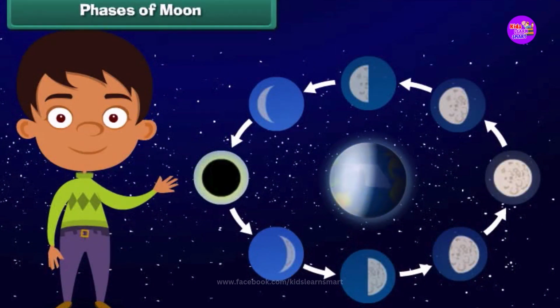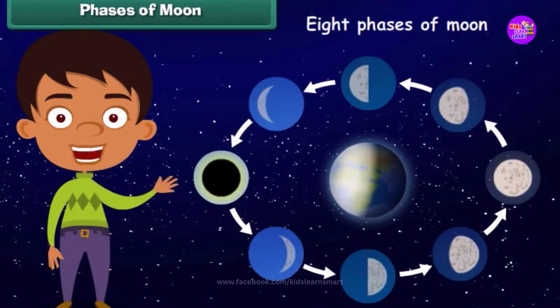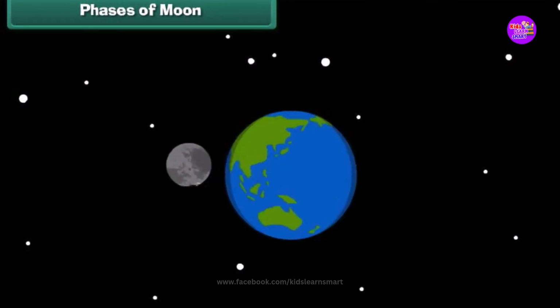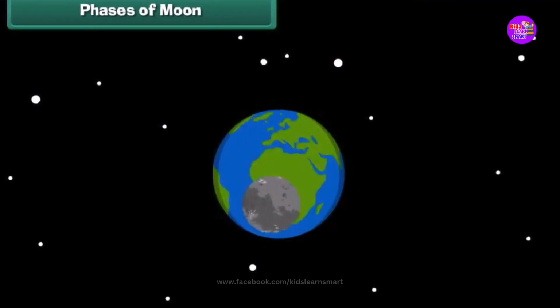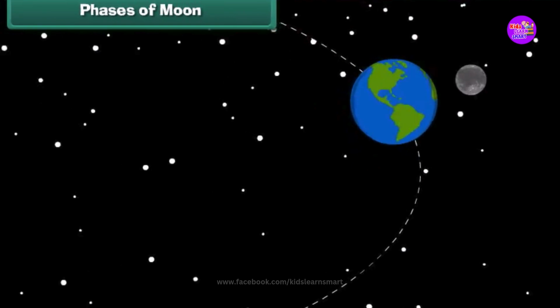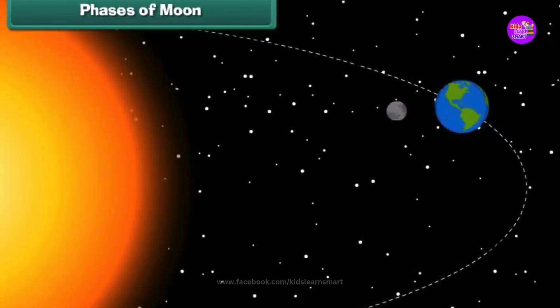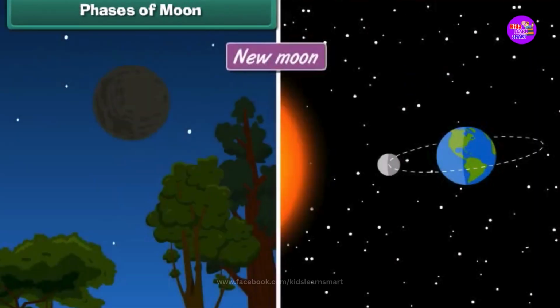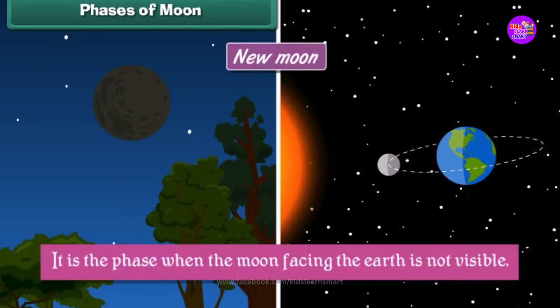Phases of Moon. Moon passes through 8 phases in a month. Moon's revolution around the Earth and Earth's revolution around the Sun cause the following phases of Moon. New Moon. It is the phase when the Moon facing the Earth is not visible.